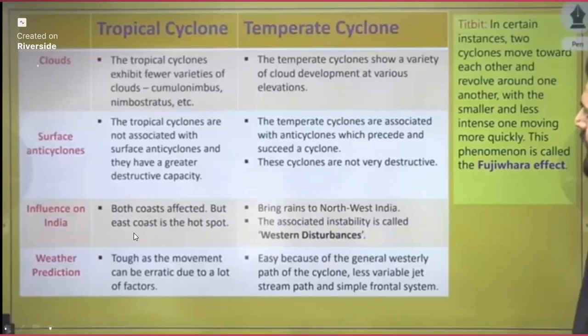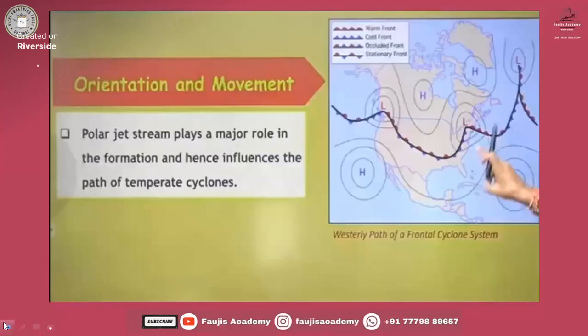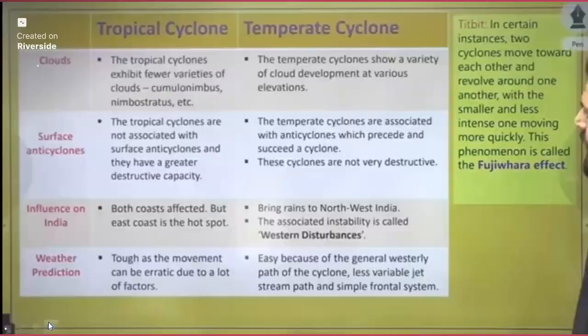Then influence on India, what will happen? In the tropical cyclone both coasts are affected. And in the temperate cyclone we have the western disturbance. Weather prediction is tough as the movement can be erratic due to a lot of factors. In the temperate cyclone slow rain will be happening, so we won't have that much destruction or disruption. So that was about the difference between the temperate cyclone and tropical cyclone.